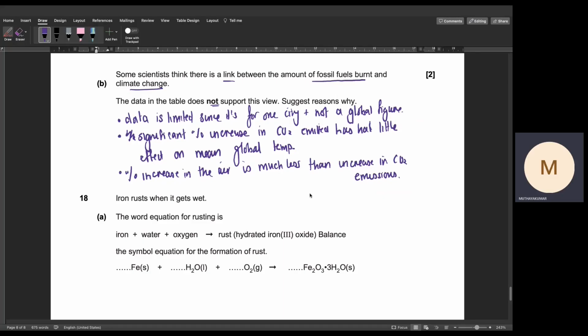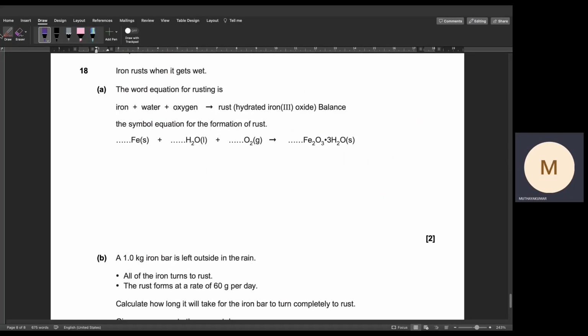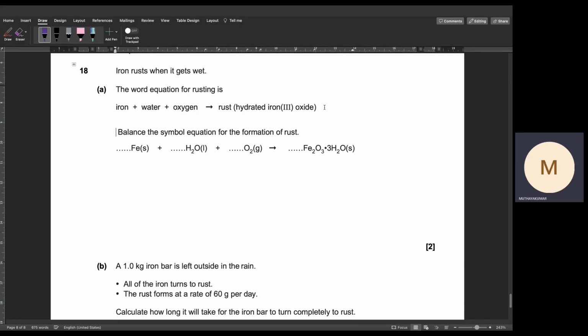Much less than the increase in CO2 emissions overall. Iron rusts when it gets wet. The word equation for rusting is iron plus water plus oxygen forms rust, which is hydrated iron(III) oxide. The question is, balance the symbol equation for the formation of rust.